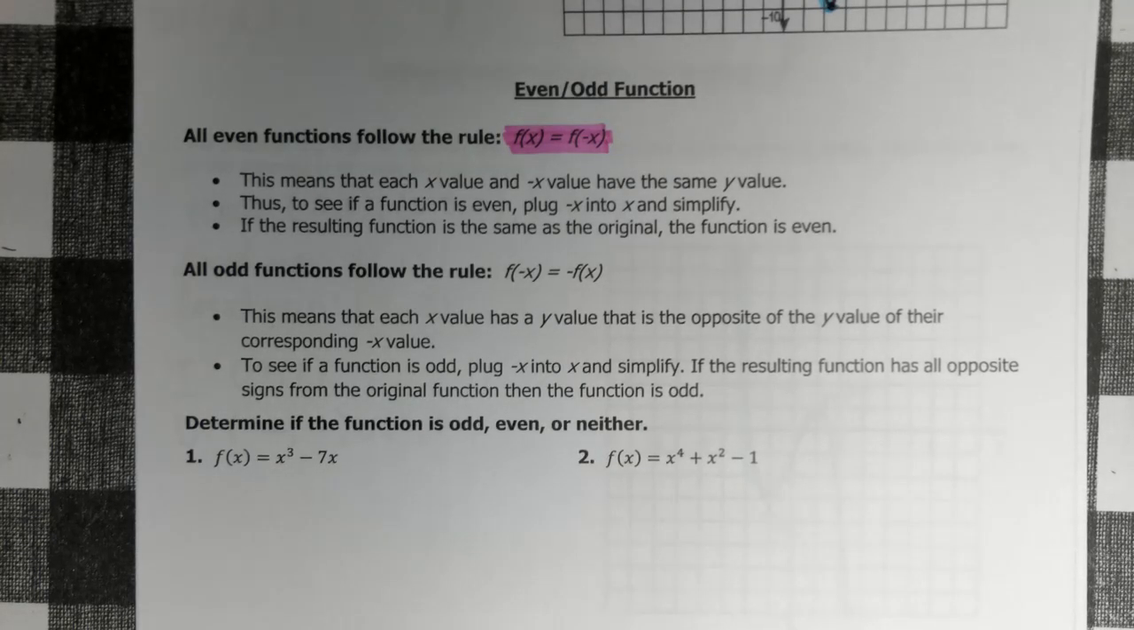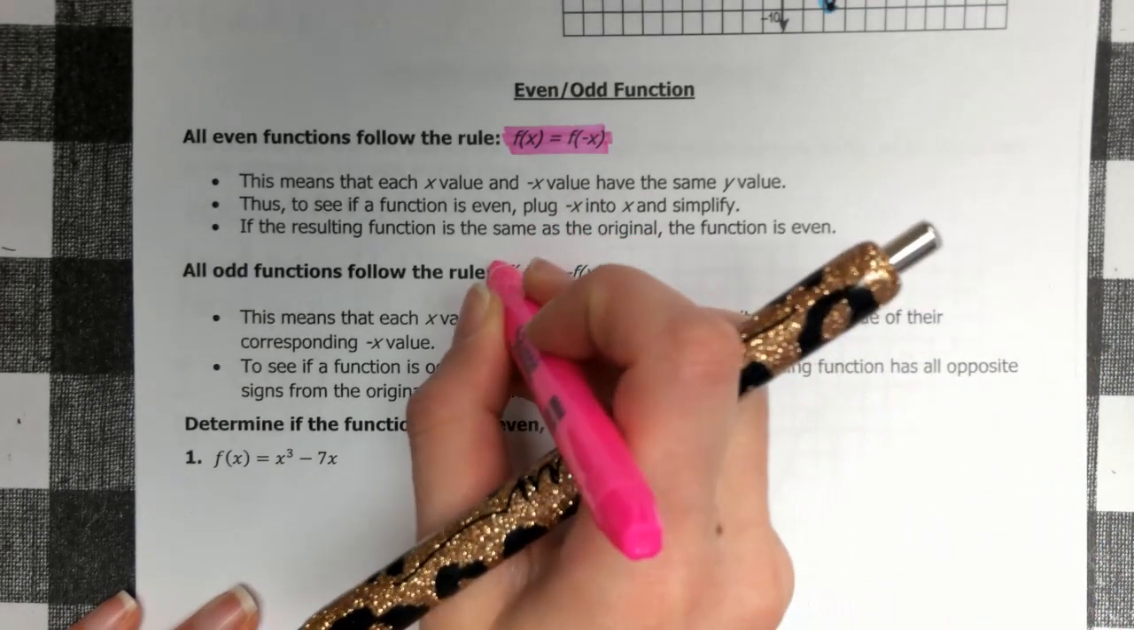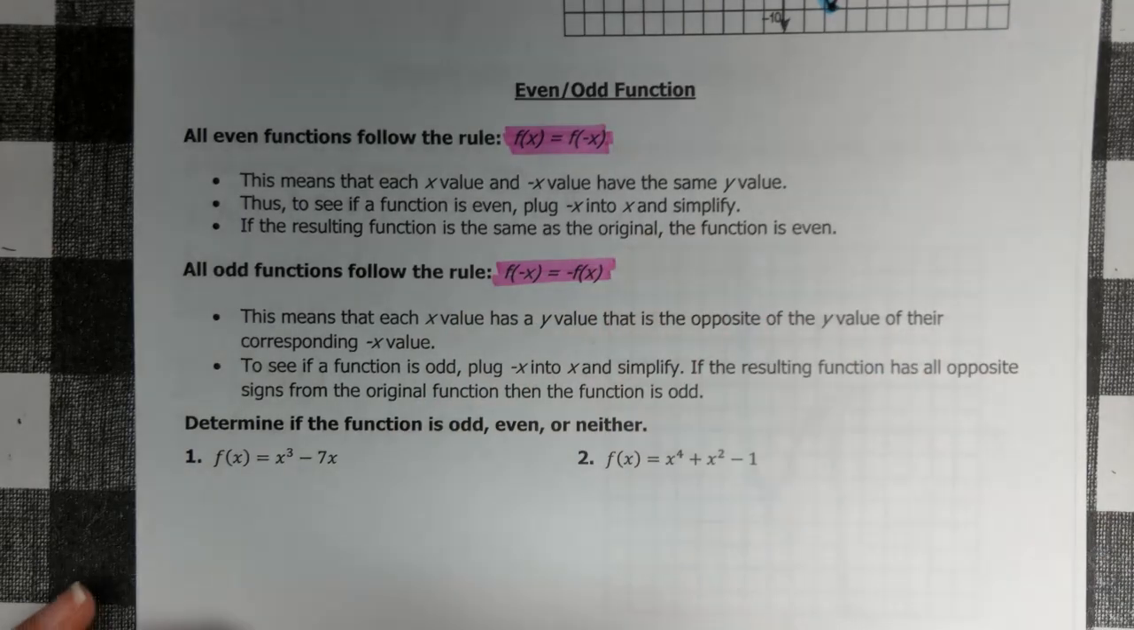For it to be odd, you would have to meet that f of negative x, so I took those x's, I made them negative, and that would be equal to the negative y's. That just means if I were to graph them, then they would be symmetric along the origin. We are not graphing. That's just where even and odd comes from.